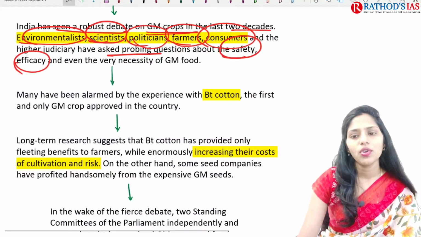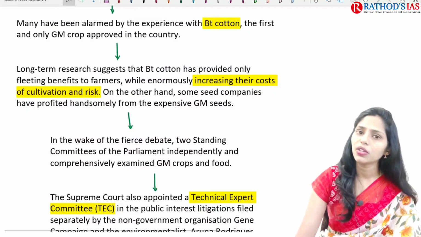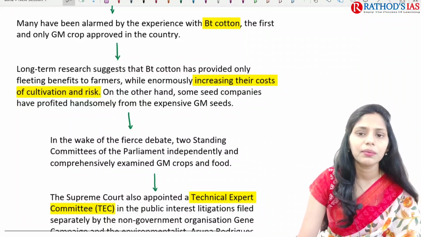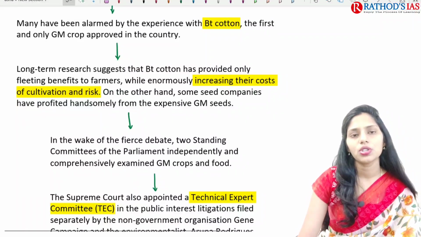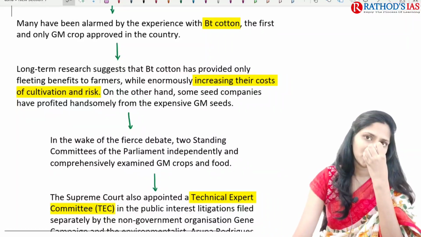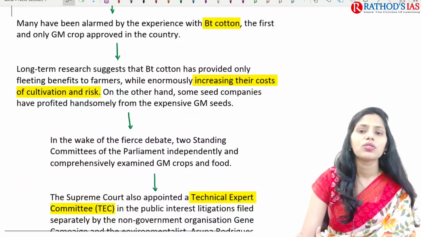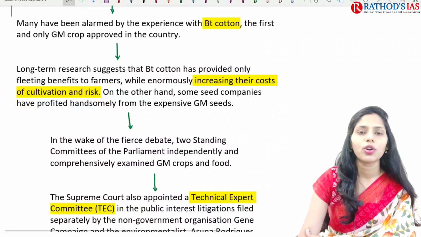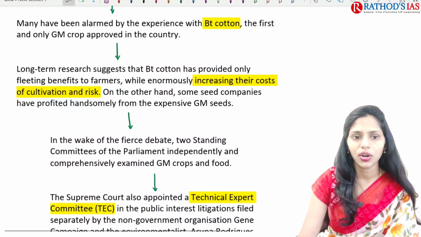And now we already had the experience with BT cotton and BT brinjal, and because of BT cotton, production of cotton increased. So the first and only GM crop approved in our country is BT cotton.